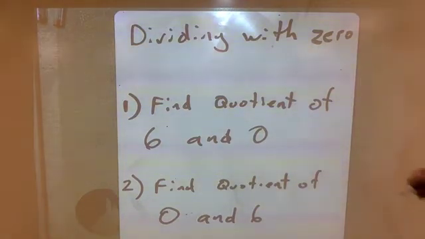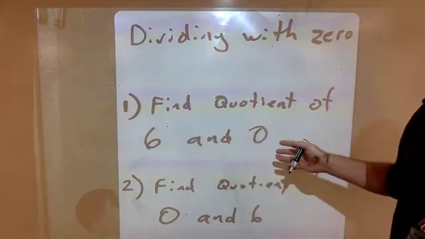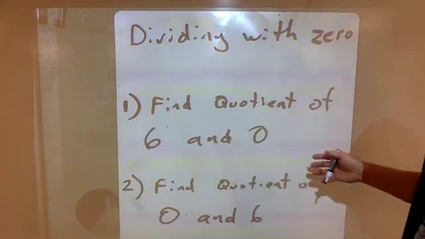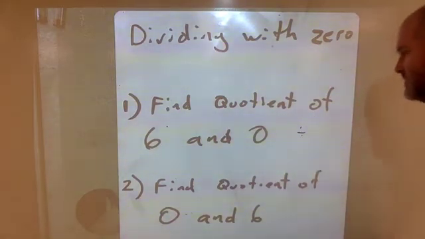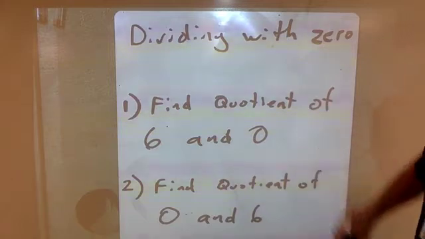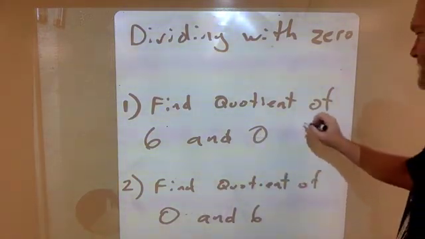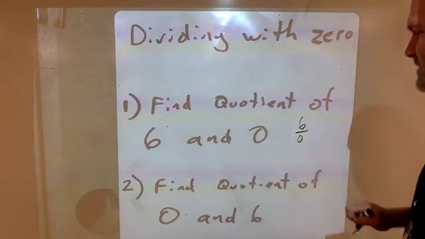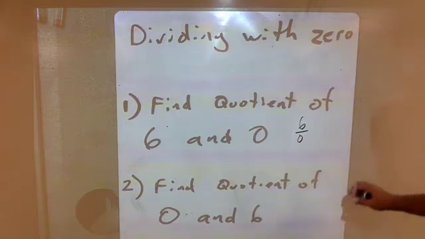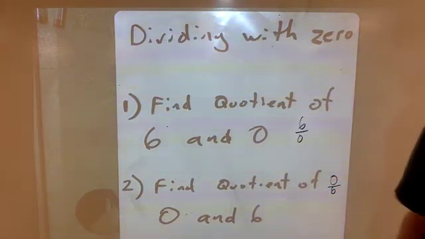If you might remember, I think yesterday I used 2 and 8 and I put the numbers into a fraction as our division symbol, a fraction bar, as opposed to the old-fashioned division sign. So I'm going to do that again today because I think it makes it a little easier to understand this. So the quotient of 6 and 0 would be 6 over 0, which is saying 6 divided by 0. The quotient of 0 and 6 would be 0 divided by 6, 0 over 6.